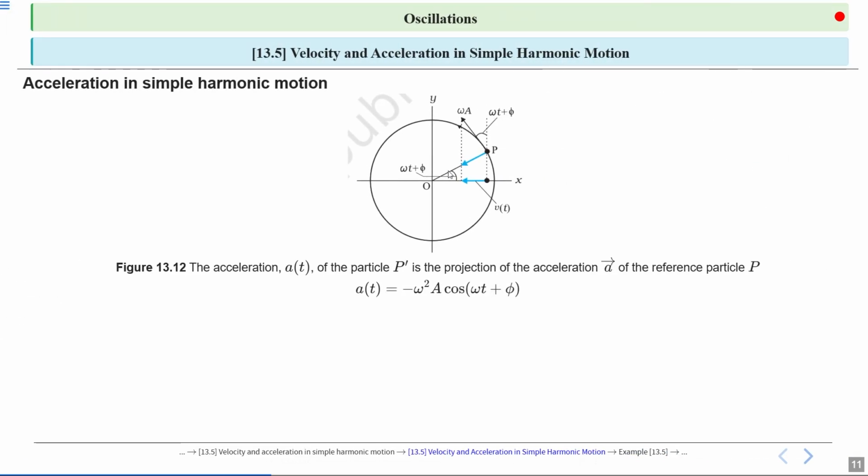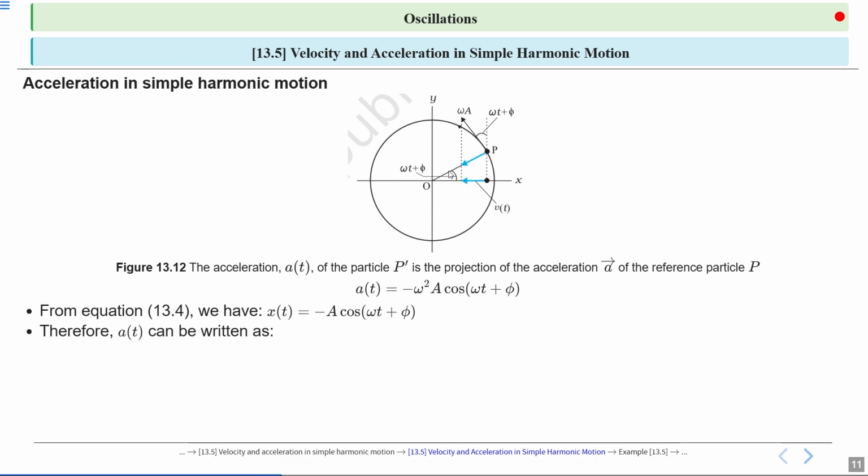So the formula a of t is equal to minus omega square A cos omega t plus phi. From equation 13.4, we have x of t is equal to A cos omega t plus phi. Therefore, a of t can be written as a of t is equal to minus omega square x of t. This is a key result for SHM.